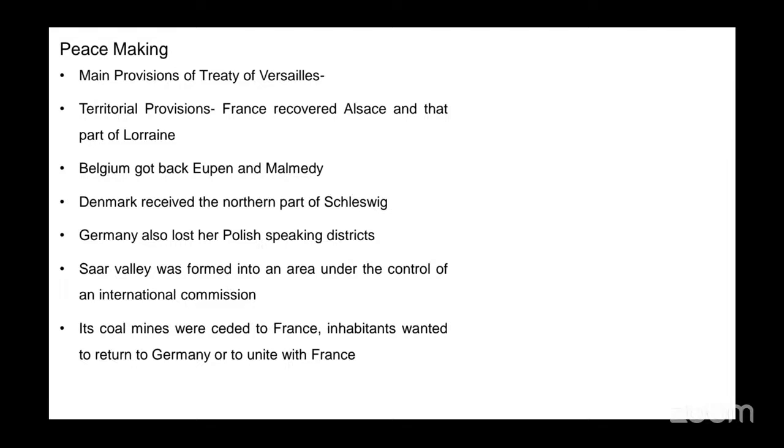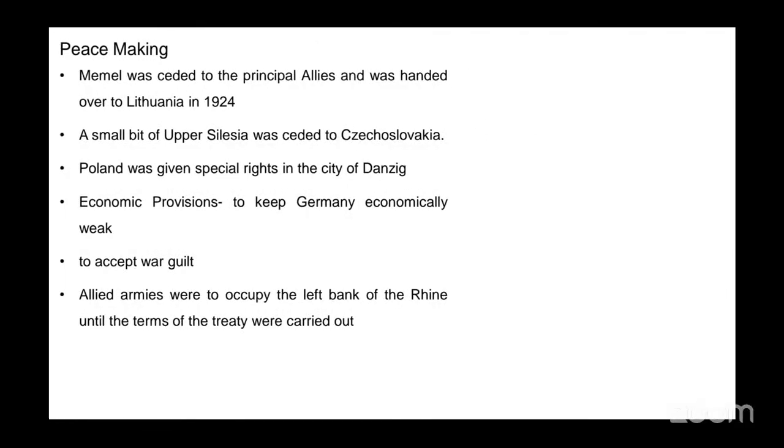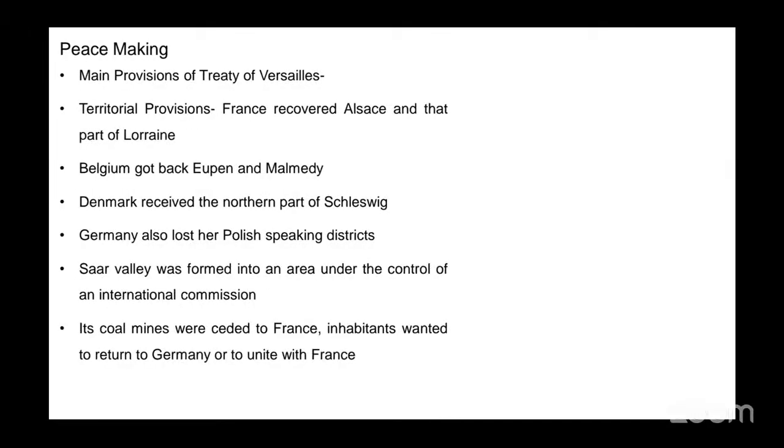These were certain territorial provisions, and a few other territorial provisions are: Memel was ceded to the Principal Allies, and later it was handed over to Lithuania in 1924. Also, part of Silesia was ceded to Czechoslovakia, and Poland was given special rights to the city of Danzig. These are some of the territorial provisions made with the peace treaty. You can see how many reconstructions and detailed provisions were given. That's why the Treaty of Versailles is very important.